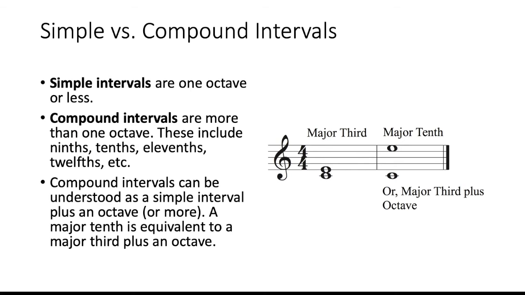Simple versus compound intervals. Simple intervals are one octave or less. Compound intervals are more than one octave. These include ninths, tenths, elevenths, twelfths, etc. Compound intervals can be understood as a simple interval plus an octave, or more than one octave. A major tenth is equivalent to a major third plus an octave.